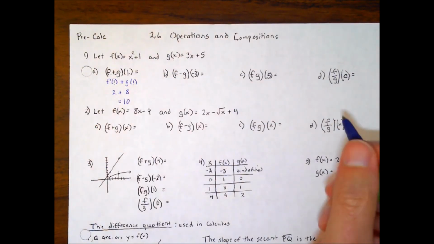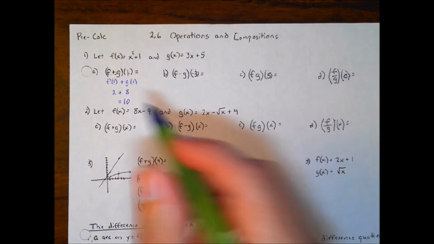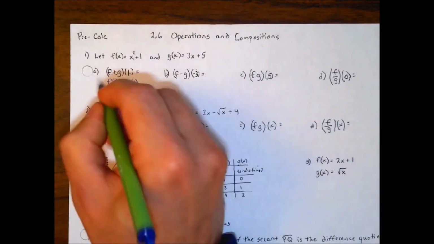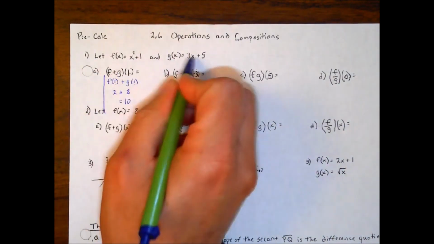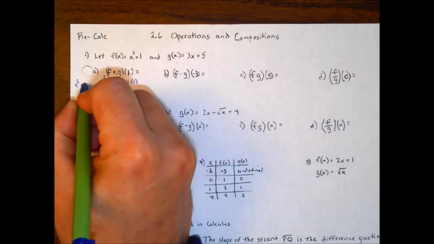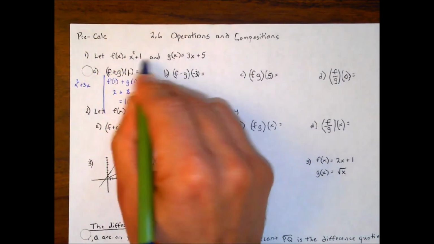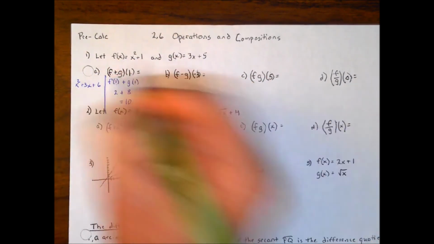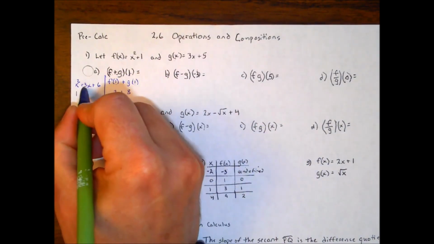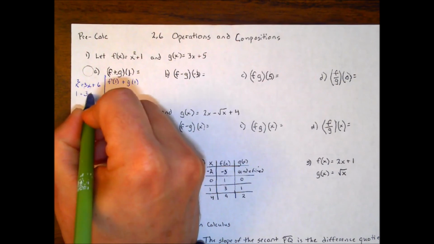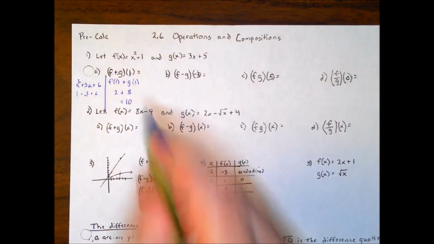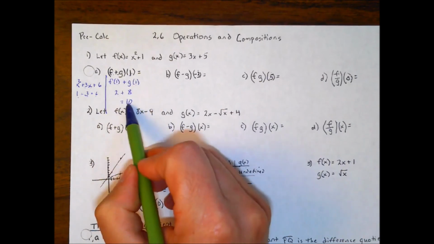The other way of doing it is to actually add these two functions together. So if I add these two things together, add my like terms together, it'd be x squared plus 3x, and then I can add the 1 and that makes 6. Then I can plug in the 1. So 1 squared is 1, 3 times 1 is 3, so 1 plus 3 is 4, plus 6 makes 10. I think this way is probably easier for people.